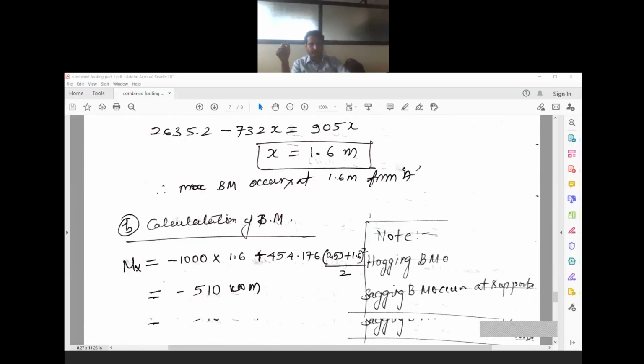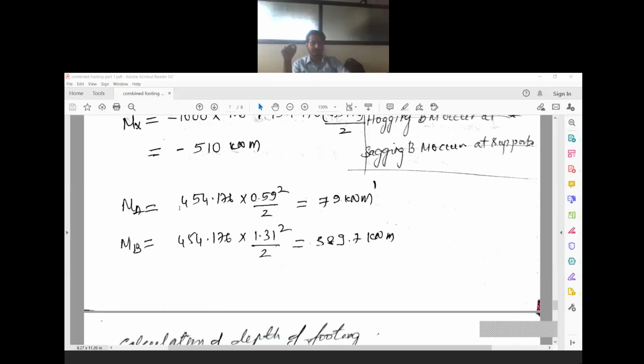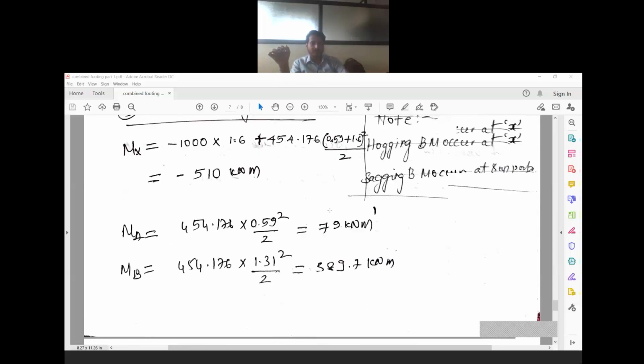So here, these are the values I have obtained. Mx we did the first time. MA is what I have calculated: 454.176 into 0.59 square by 2. I have 79 kilonewton meter. 454.176 into 1.31 square by 2 is equal to 389.7 kilonewton meter, which I have for the moment at B. So moment at X, moment at A, moment at B is what we have obtained.